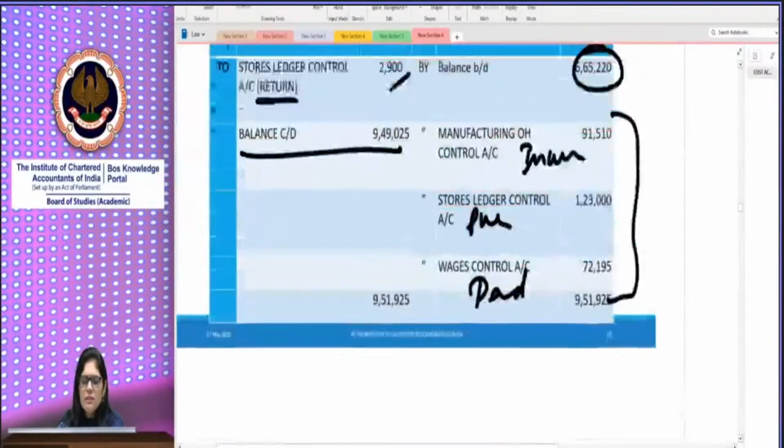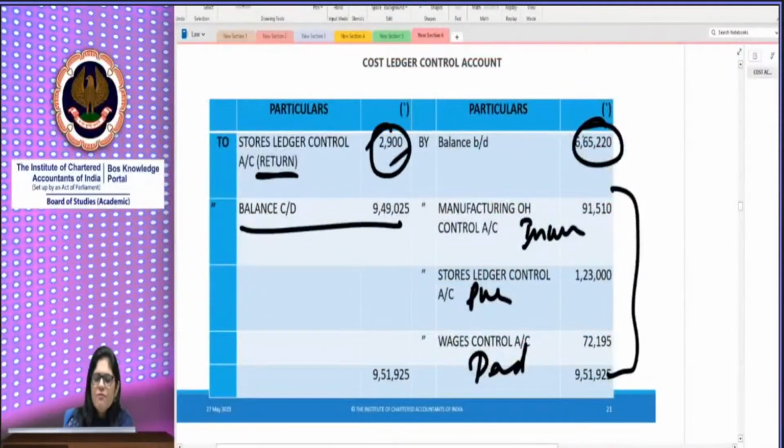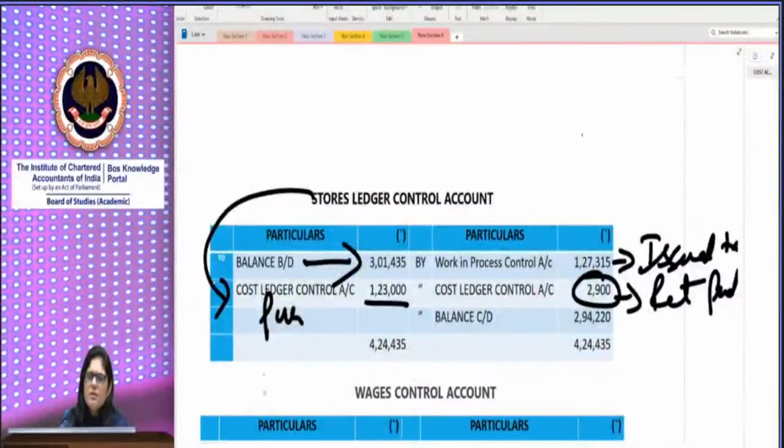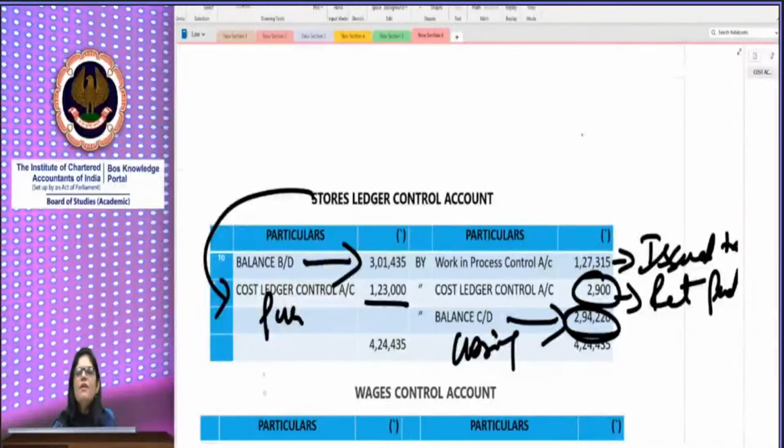The cost ledger was debited with material returns, and the stores ledger will be credited with material returns. So it's just the posting of that entry, and yes, the balance carried down, the closing balance. Clear? Since it's an inventory account, it has to have some balance.